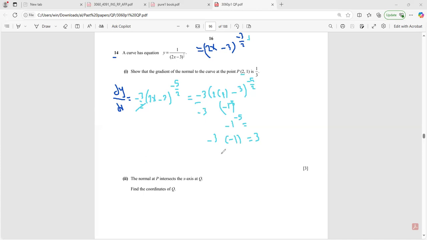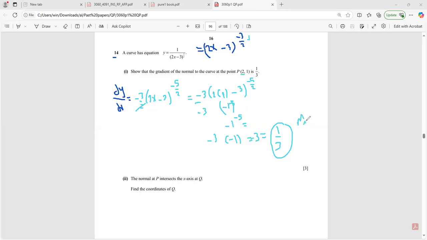here. Flipped, yes, it will be negative, so it will be negative 1 out of 3. And that is the gradient of the normal, okay?